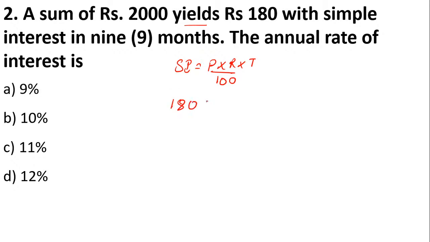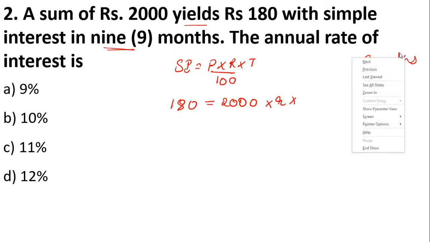Again, very simple. You have been given principal, which is 2000 rupees. Rate is the one that you have to calculate. And time, here the most important part is time. Time is 9 months. So in this formula, the time should be in years. So we are talking about 9 months.